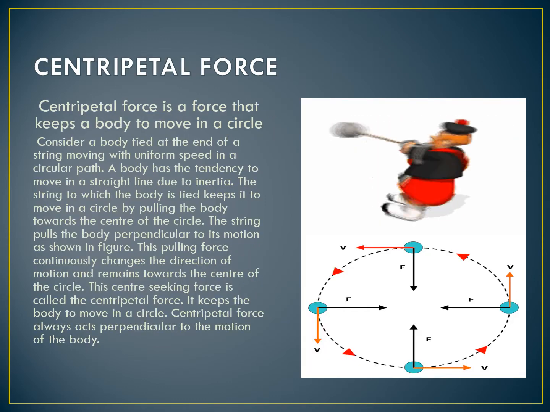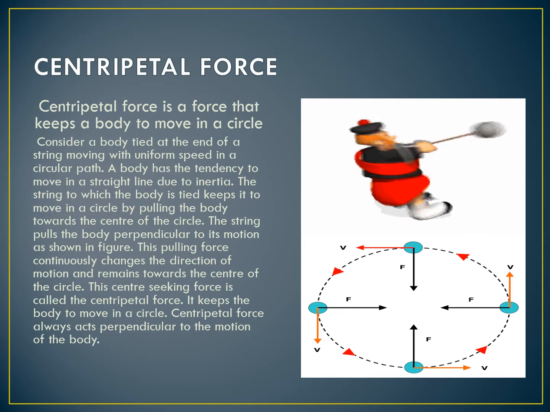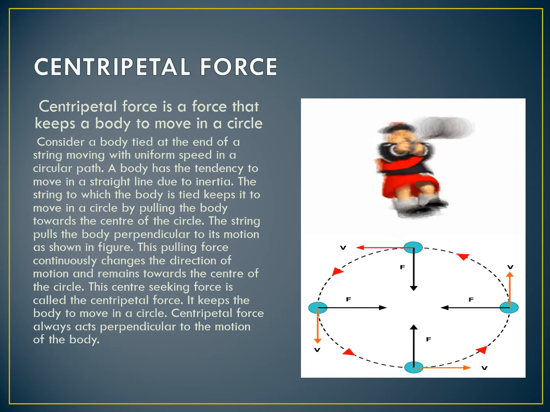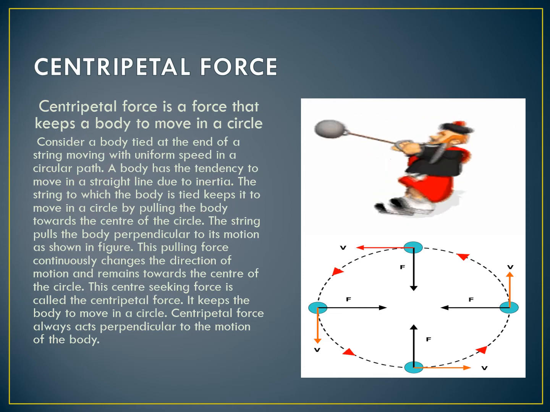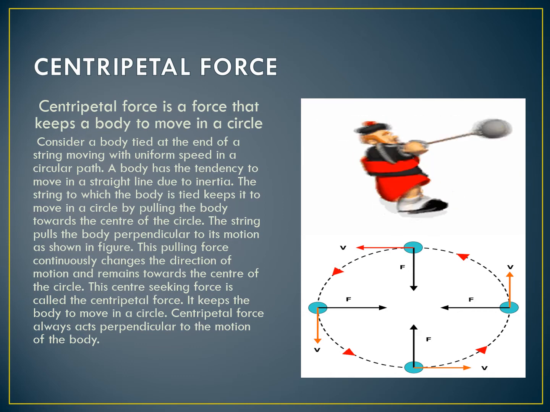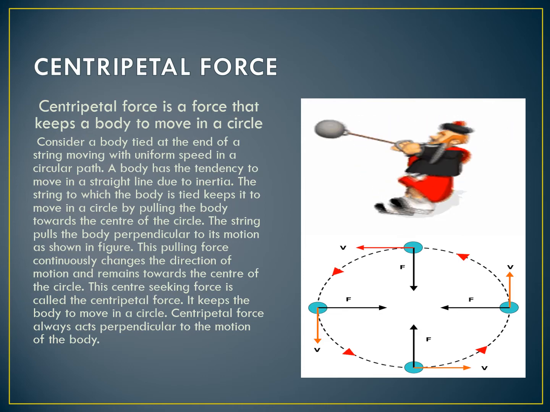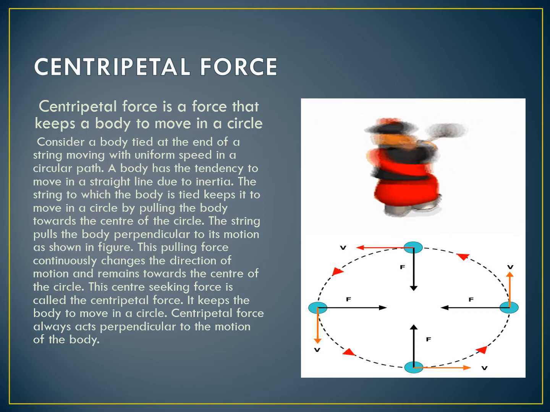After learning about circular motion, we think about which thing causes the objects to move in a circular path. So the force that keeps the body moving in a circle is called centripetal force. Now in order to learn about centripetal force, let's consider the example of a body tied to one end of a string moving in a circular path, as you can see in the animation.